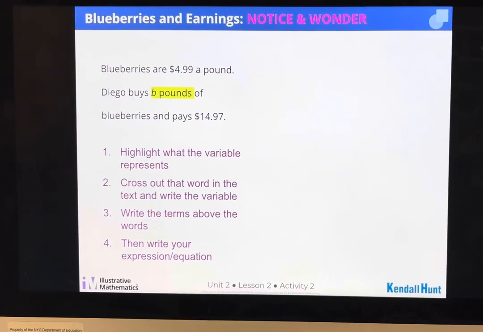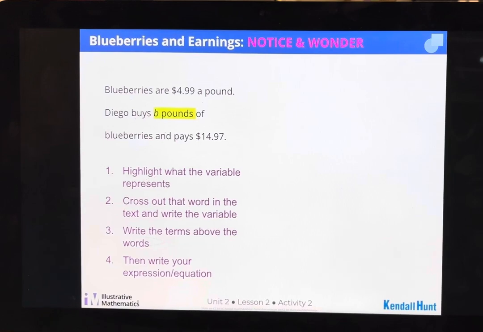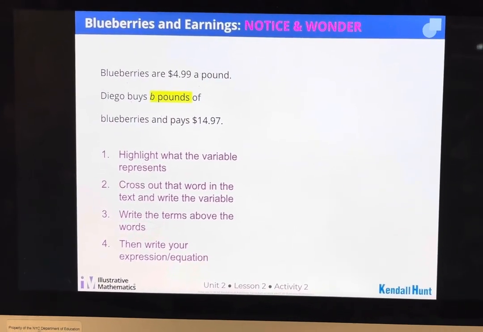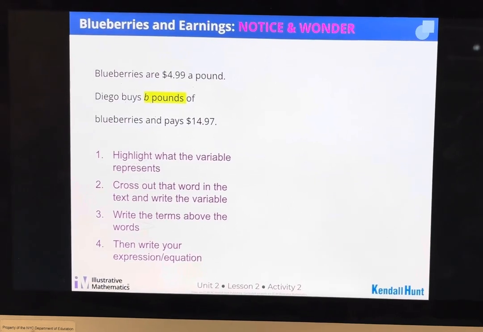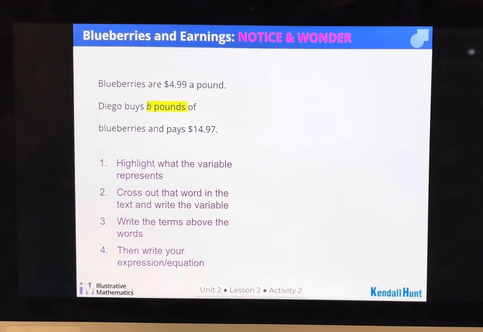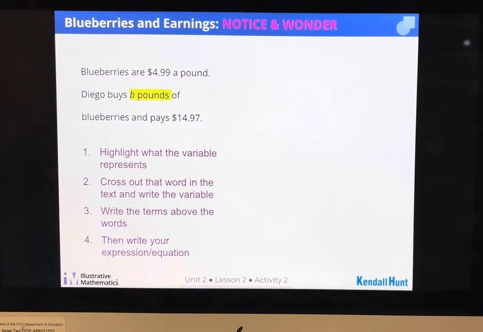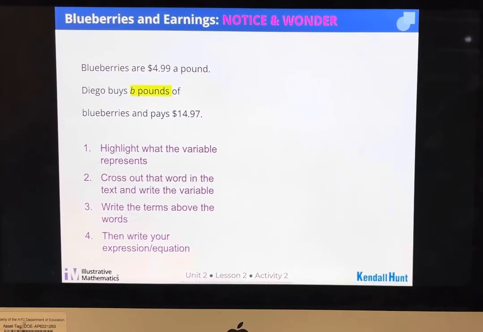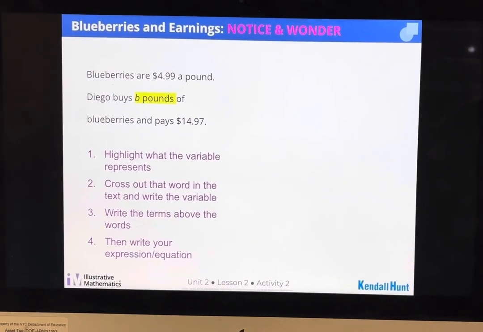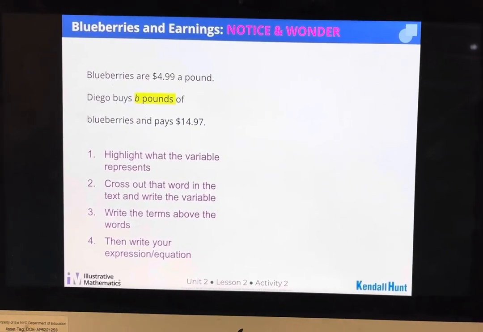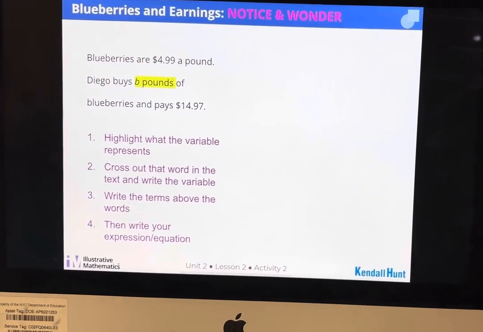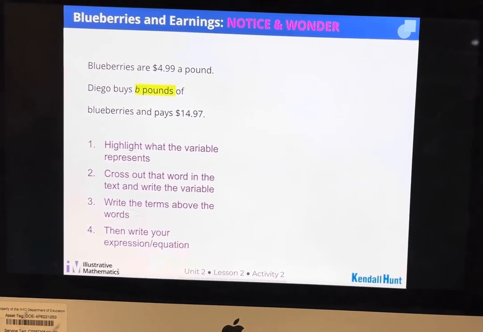All right, so we're doing notice and wonder. Blueberries are $4.99 a pound. Diego buys B pounds of blueberries and pays $14.97. And your goal is going to be to make sense of this information.